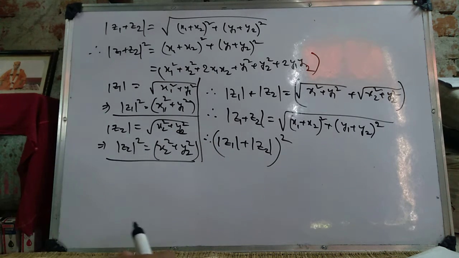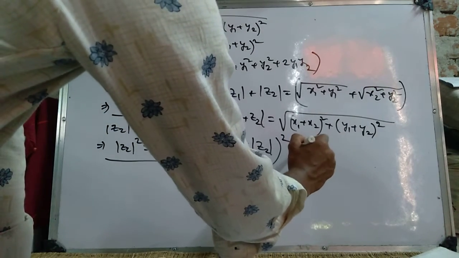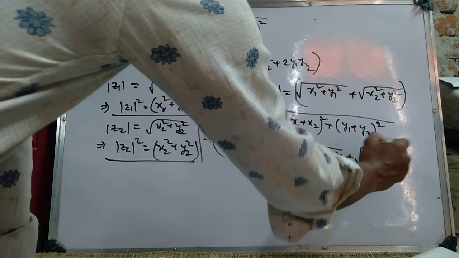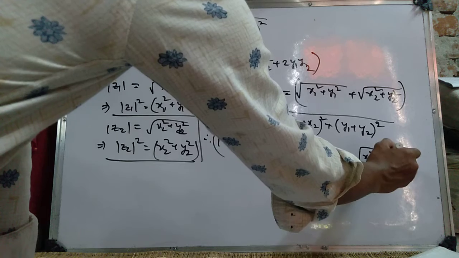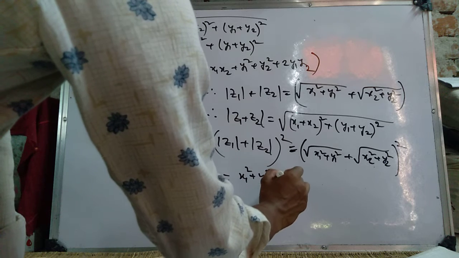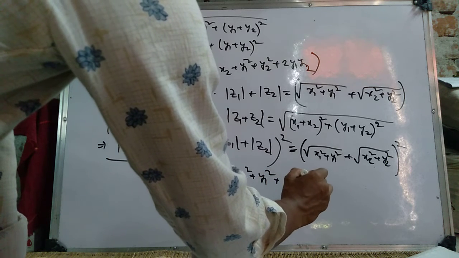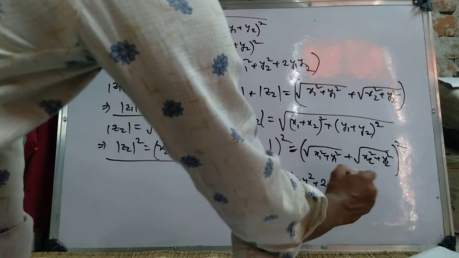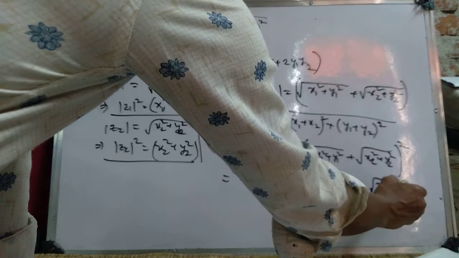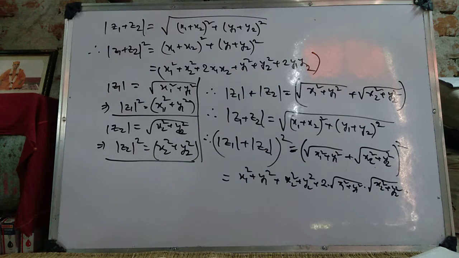Okay, then mod of z1 plus z2 whole square equal to this one, square root of x1 square plus y1 square plus x2 square plus y2 square whole square, equal to x1 square plus y1 square plus x2 square plus y2 square plus 2 times square root of x1 square plus y1 square times square root of x2 square plus y2 square. Okay, then what we get from here? Okay, so now write about it. What we get from here?